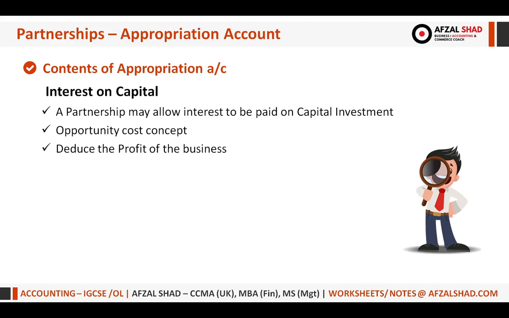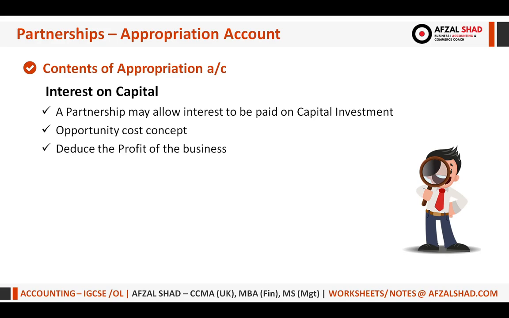So whenever some of the partners agree that they are going to have an interest on the capital amounts, whatever they have invested in the business, it is kind of an opportunity cost concept. If they have invested that amount into this business, they could have invested the same amount into the bank, and if they had invested that amount into the bank, they must have got some interest on that as well. So rather than getting interest from the banks, they are getting interest from this business eventually.